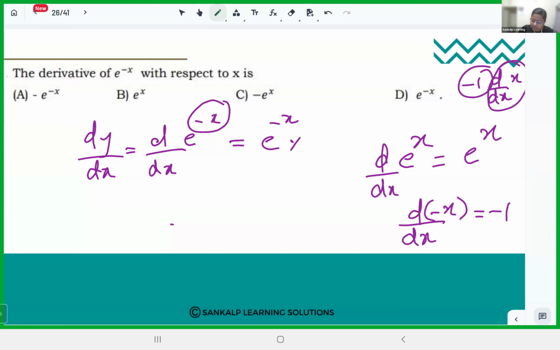So you have to multiply a minus 1 also. So this will become minus e raised to minus x. So which is the answer here? A option. Okay. A is minus e raised to minus x.